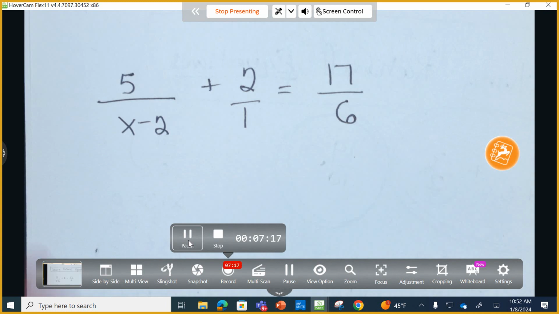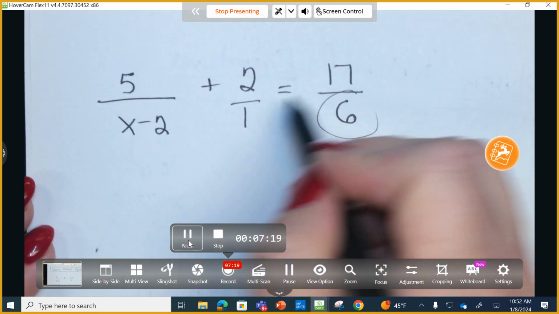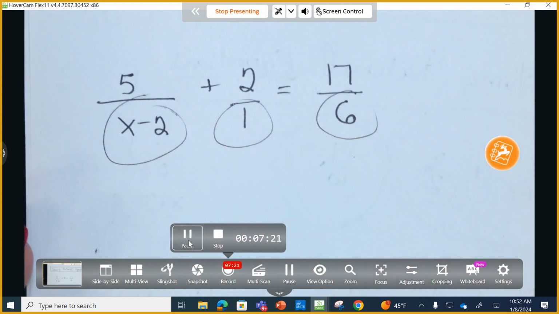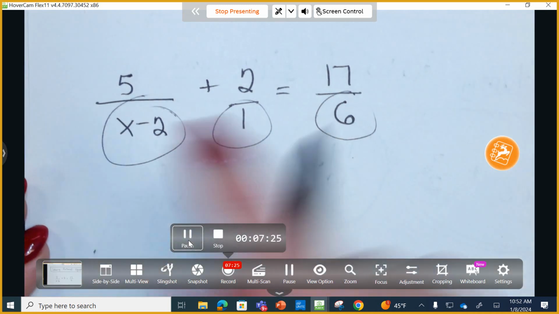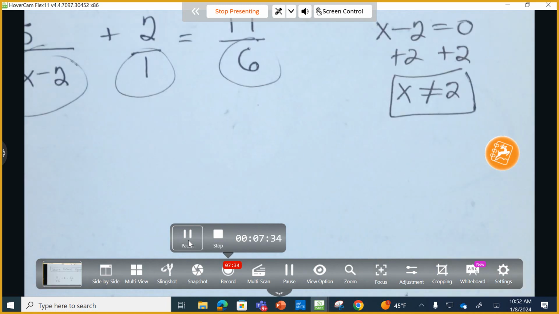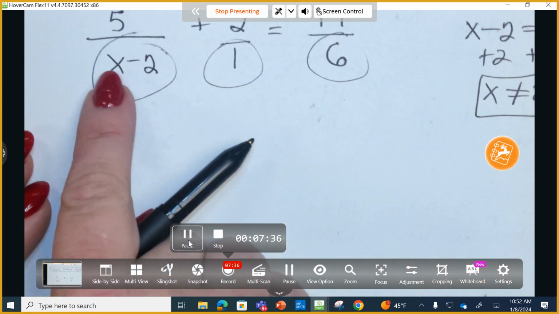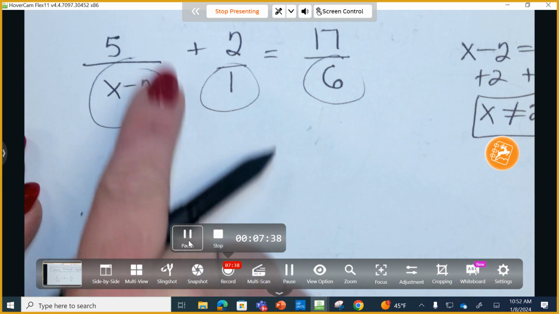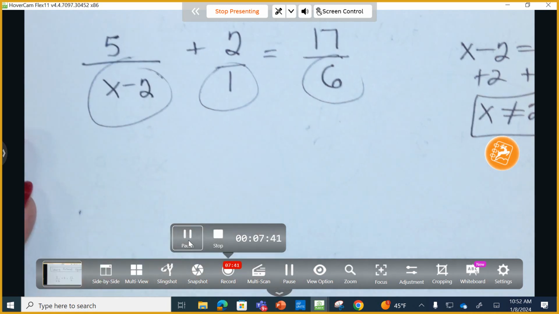Okay, the next thing is I'm going to look at the denominators, and if there's no variable, I get to ignore it for the time being. No variable, ignore. Oh, this has a variable. So x minus 2 equals 0. I solve it. This means x cannot equal 2. Why? If I substitute 2 into this first term, 2 minus 2 is 0, and I have 5 minus 0... we can never have 0 on the bottom.